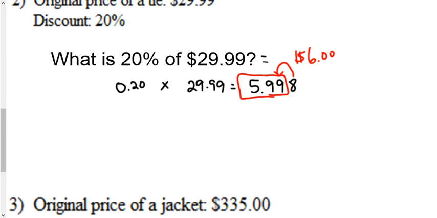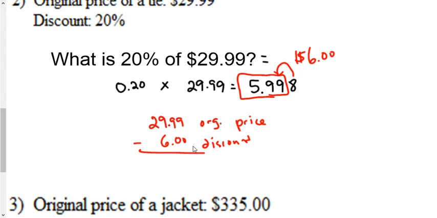Then we're just left with, okay, here was our original price. Let me fix that real quick. This was our original price of $29.99. It's a discount, so that means we're going to take it away. So we're going to subtract $6. That's our discount. And so that leaves us with $23.99 as the final selling price.